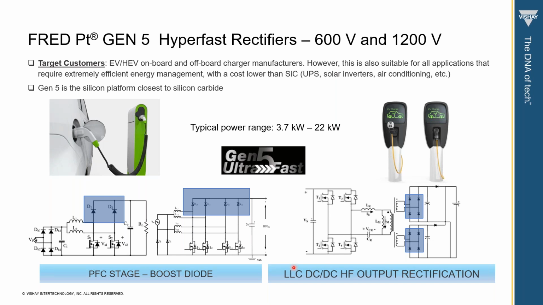For the diode, we would like to introduce our Gen 5 hyperfast rectifier for 600 volt and 1200 volt. The target customer is for the EV, HEV on-board and off-board charger. This is also suitable for applications that require extremely efficient energy management, like the solar inverter. Our Gen 5 hyperfast is a silicon platform which is closer to silicon carbide. And this is the area of usage for our hyperfast rectifier.